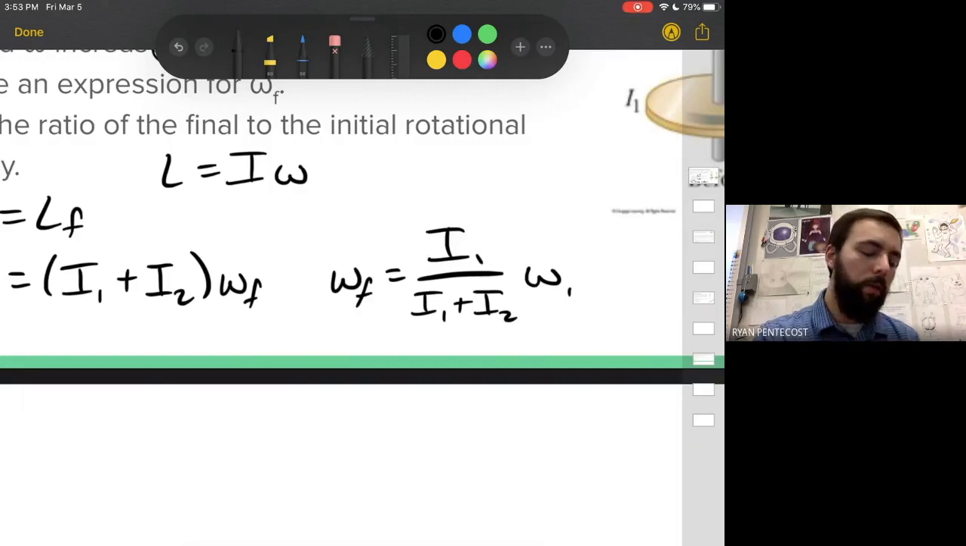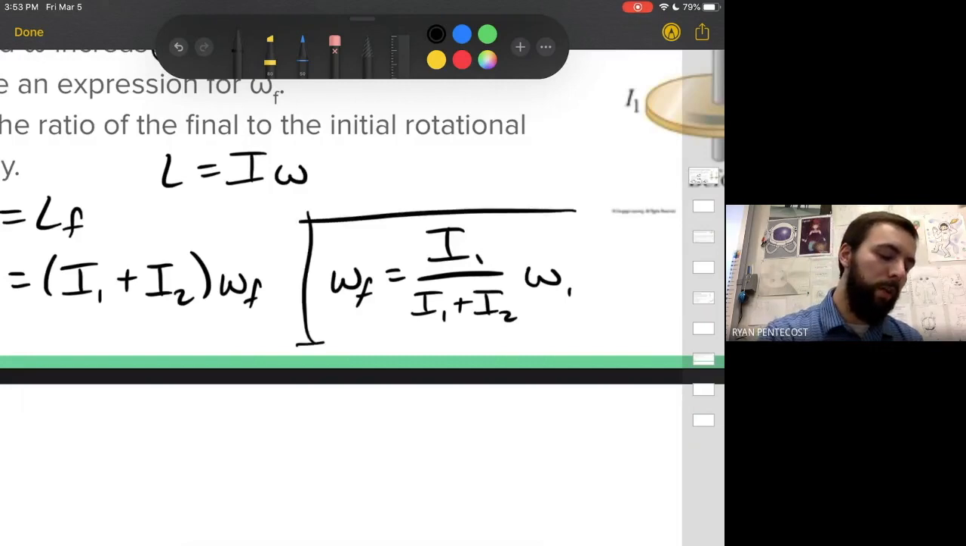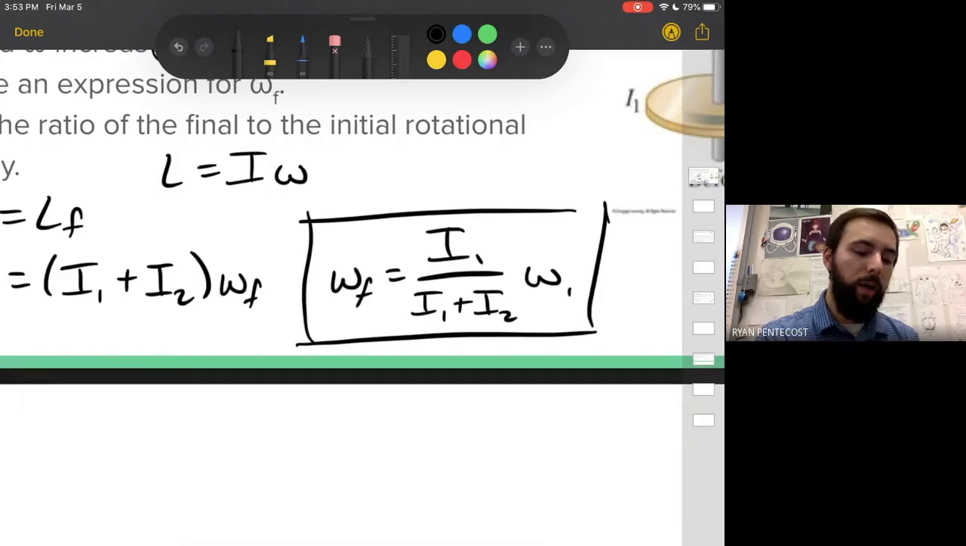Now, the way this proves that it's going to decrease is that as a fraction, the denominator here is bigger than the numerator, meaning it is less than 1. If the bottom of the fraction is bigger than the top, it's less than 1. And if you multiply anything by something less than 1, it's going to decrease. So this proves that your angular velocity is going to decrease as these two objects come together.